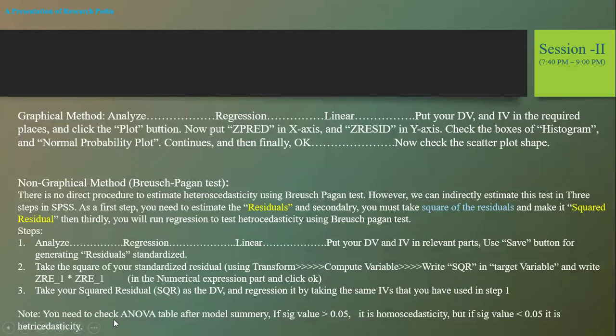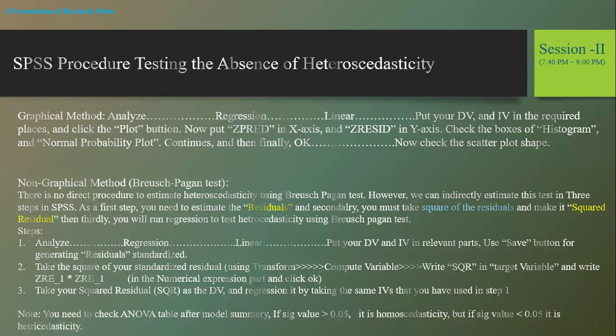You can see the decision criteria in the last line. You need to check the ANOVA table after the model summary. If the sig value is greater than 0.05, it is homoscedasticity, which means that the assumption is met. But if the sig value is less than 0.05, it is heteroscedasticity, which means the assumption is being violated. So this is the way you can apply this procedure on your data set.